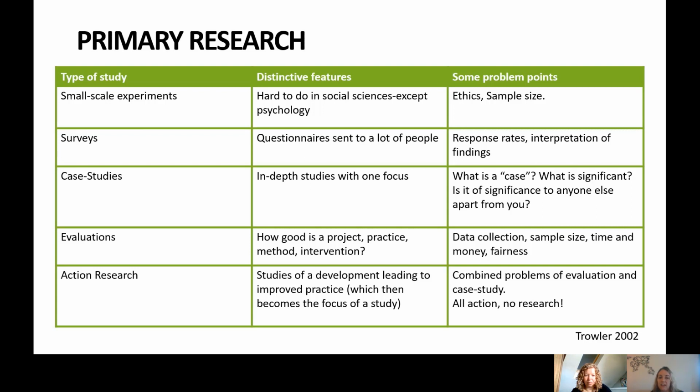We're not going to talk through these individually, but I'm going to hand over to Becca for thinking about how you might complete some of these and the things that you need to consider. So, for example, we start with the experiments. This is something, as Trello identifies, is hard to do in the social sciences, except psychology. So I wouldn't necessarily expect anyone to be doing an experiment as part of their EPQ. You may have a hypothesis that you wish to test.